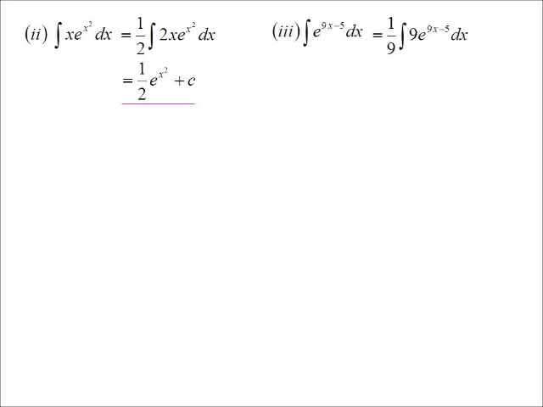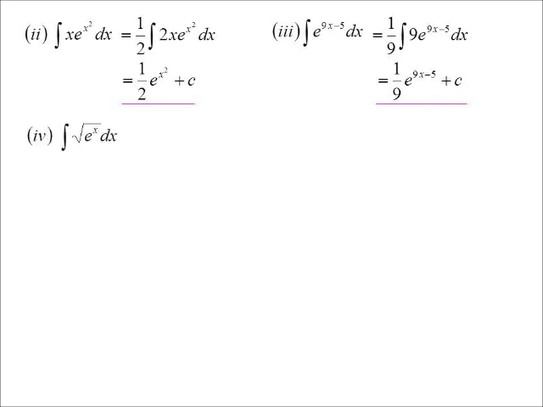9x minus 5, again, linear function, so I could have just said 1/9. But using the derivative idea, what I'd like would be 9e to the 9x minus 5. Balance it out, I want a 1/9 out the front, and there we go, 1/9 e to the 9x minus 5. So that's what I mean. If you remember that idea about linear functions, it is going to be quicker to go, it's just 1 over the coefficient of x. You can get straight from there to the answer. But otherwise, you're thinking, I want to create the derivative.